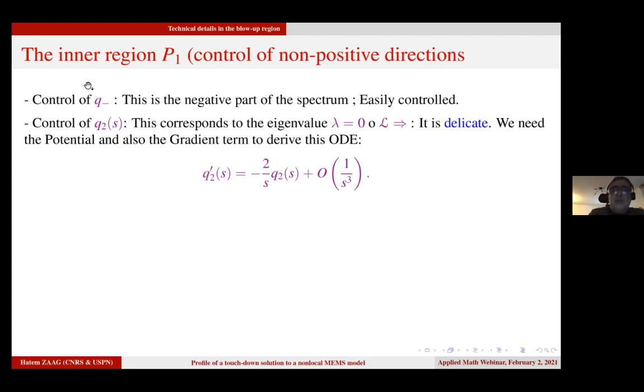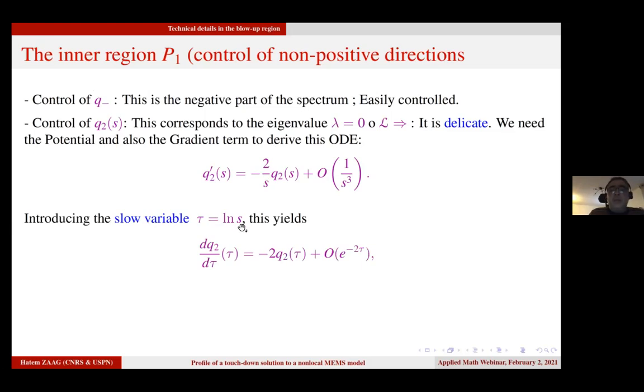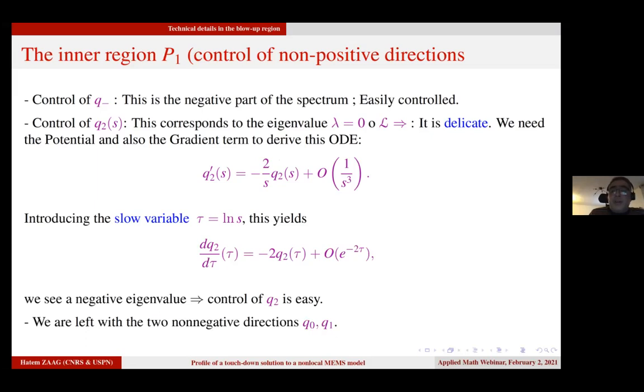This is crucial. Let me start with Q2 because it comes with lambda equals 0. Because lambda for L is 0, we have to use the potential, which I neglected. The potential comes with a kind of eigenvalue which is -2/s, which will go to 0. But here we will introduce a slow variable tau, which is log of s, and you see that this equation transforms into the following, which has a negative eigenvalue. So you start small, you stay small. So we are left only with q0 and q1.